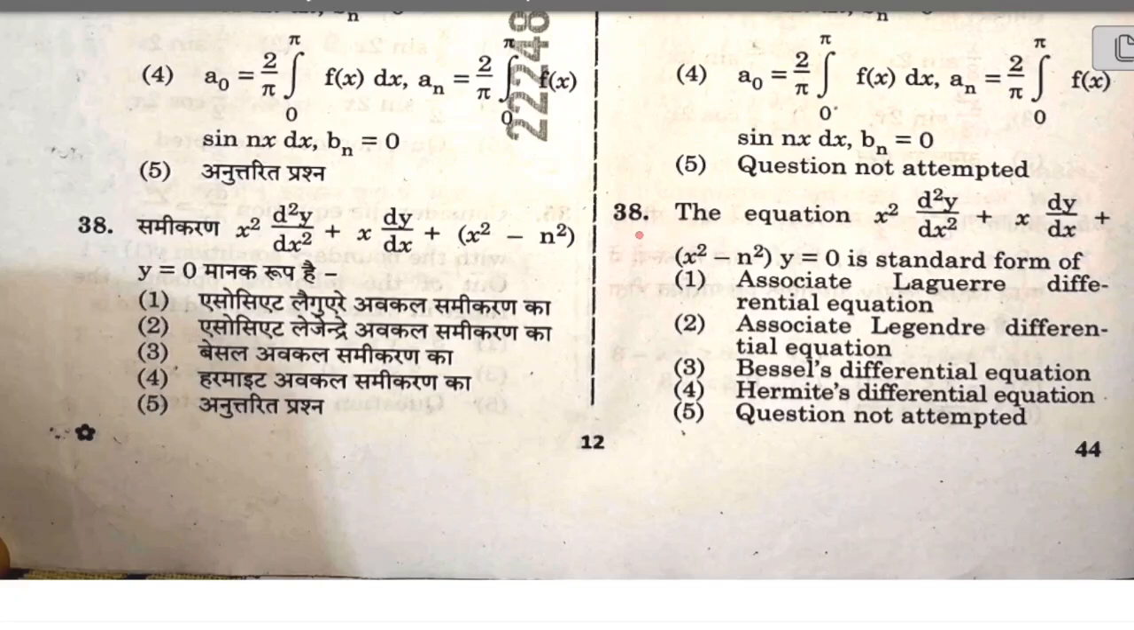Next, question number 38. The equation x square d square y by dx square plus x dy by dx plus (x square minus n square) y equals to 0 is the standard form of the Bessel differential equation. Okay, so your correct option is option 3.